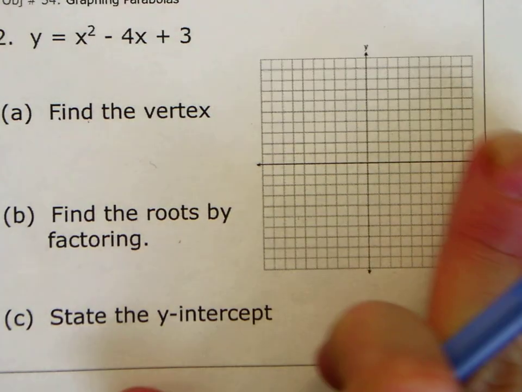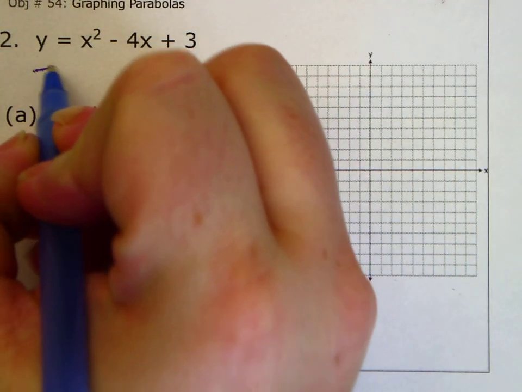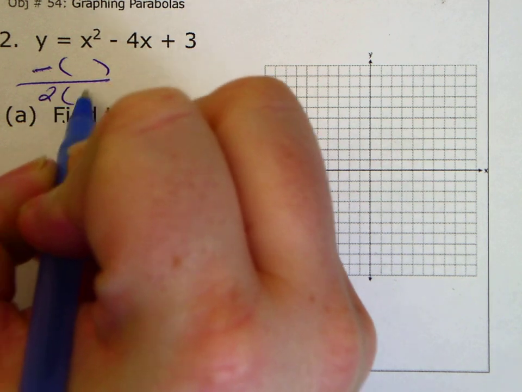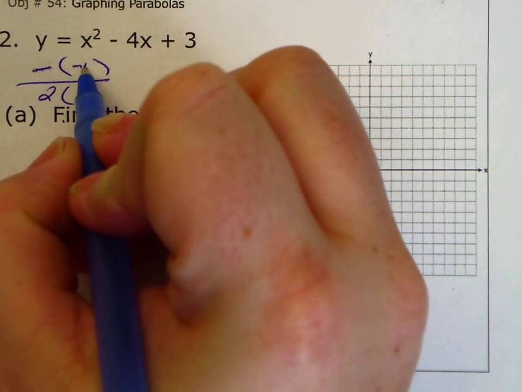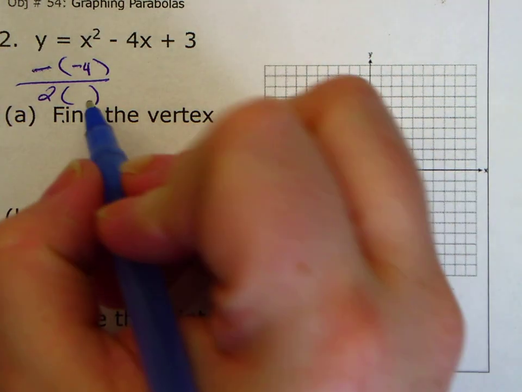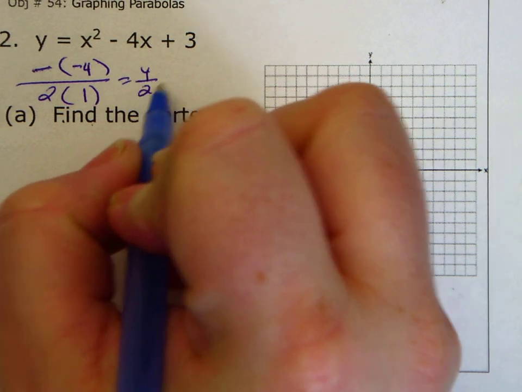So our negative b over 2a. What's b? Negative 4. A is 1, so 4 over 2 is 2.